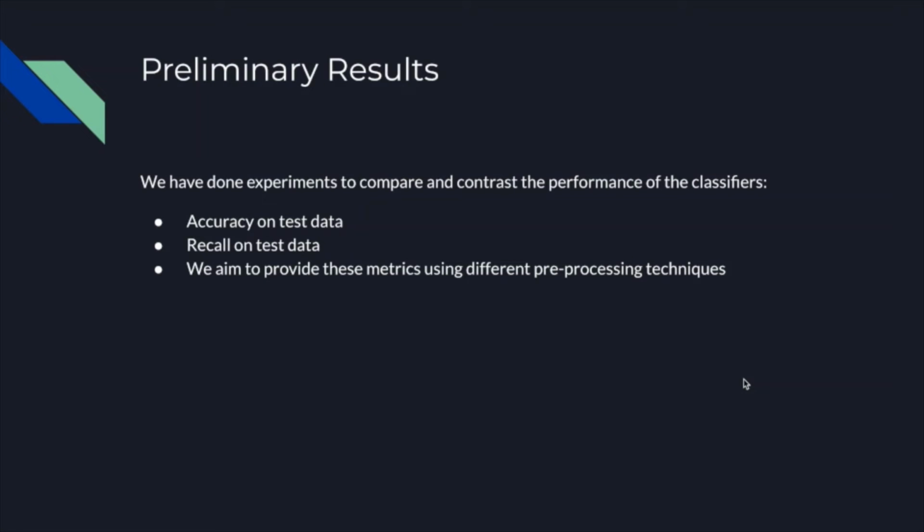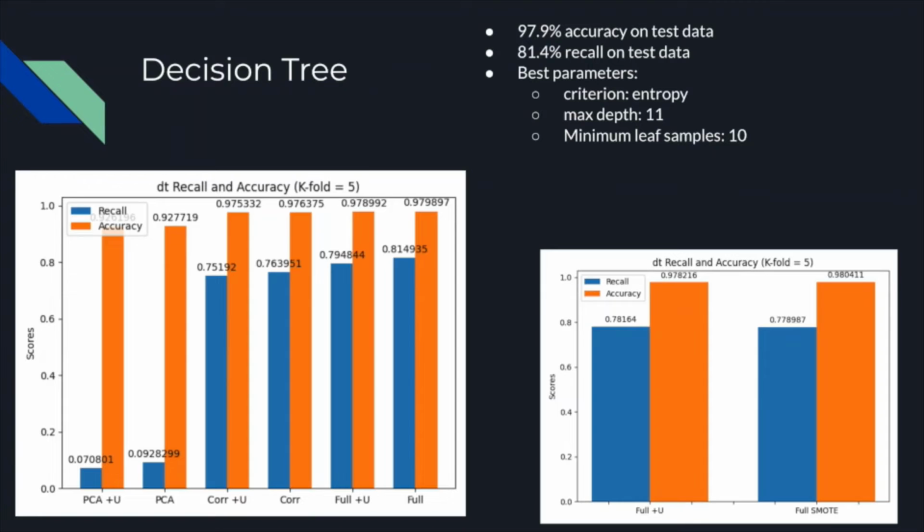Results: we've done experiments to compare the performance of the classifiers. We looked at the accuracy and the recall, and we aim to provide these metrics using different pre-processing techniques. So for the decision tree, we performed grid search cross-validation to find the best parameters, which are entropy, max depth of 11, and minimum leaf sample of 10. Now the bar graphs you see here show the recall score and accuracy for each pre-processing method on these parameters.